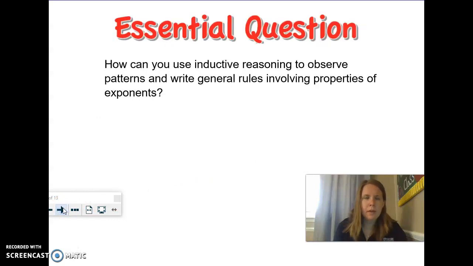Skipping our warm-up. All right, essential question. How can you use inductive reasoning to observe patterns and write general rules involving properties of exponents? So if you've already taken a look at your notes here and are trying to figure out what might be your answer, maybe you're given the problem and the answer, but you're not given the directions on how to solve it, okay? So how can you use that inductive reasoning to observe the patterns and come up with a general rule?